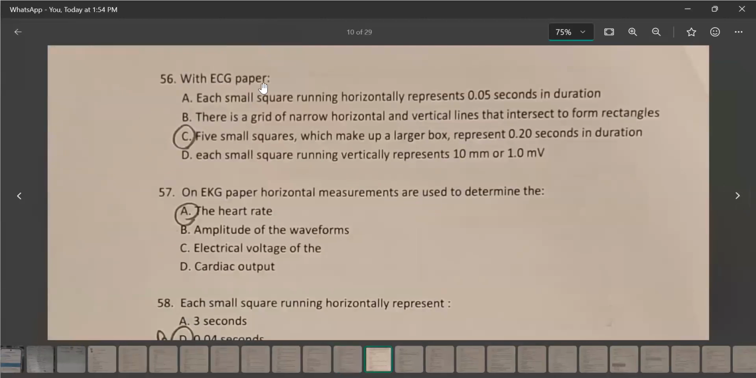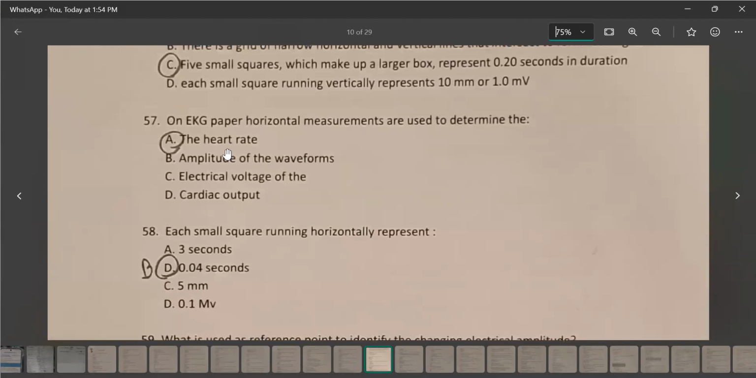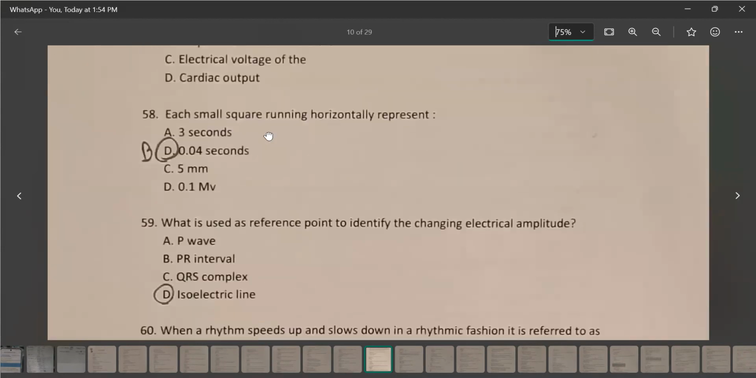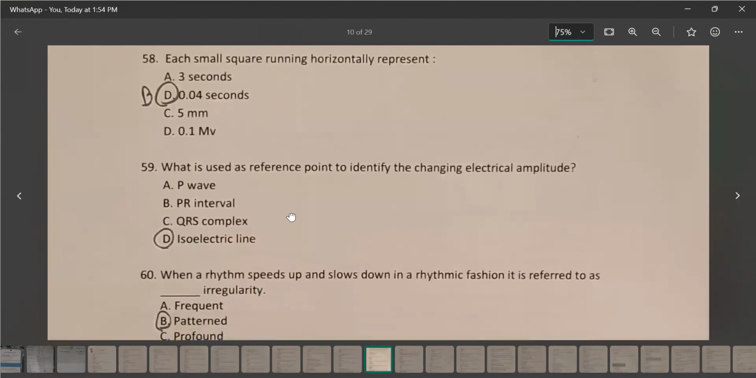With ECG paper, five small squares, which make up a larger box, represent 0.2 seconds in duration. 57. On EKG paper, horizontal measurements are used to determine the heart rate. 58. Each small square running horizontally represents 0.04 seconds.